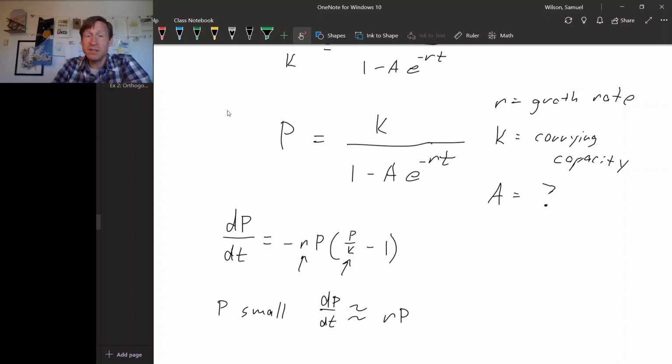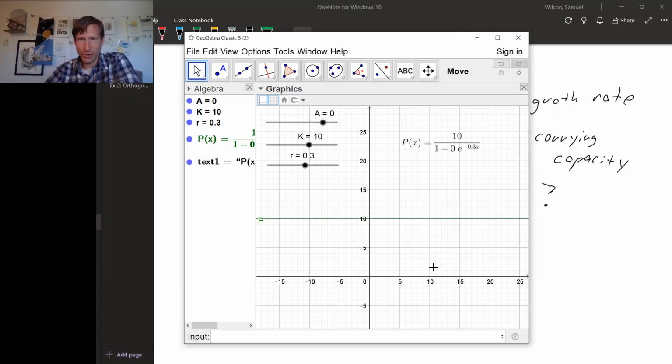So we solved this explicitly to get this formula for P, so let's see what graphs of this actually look like. Of course, to generate graphs, we're going to have to pick values for K, A, and R. So for these, I have sliders for A, K, and R right here. Currently, with A being 0, it turns out that gives us our equilibrium solution at the carrying capacity. You can see the carrying capacity is 10, and here this solution just stays at 10. Up here is the formula for this solution. To keep GeoGebra happy, I have to use the variable x instead of t.